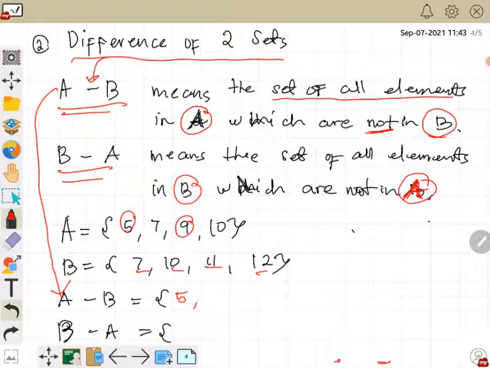9. 7 is both an element of A and B. 10 is both an element of A and B. 7 is only an element of A but not in B. So we will include that. So that's it. How about B minus A?